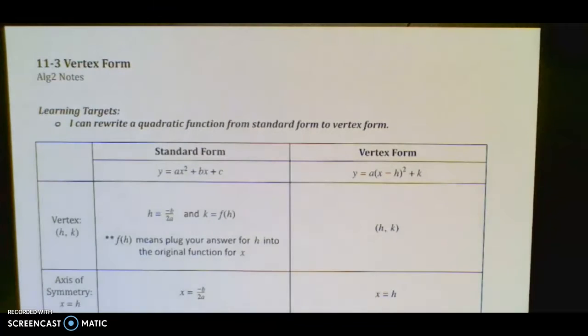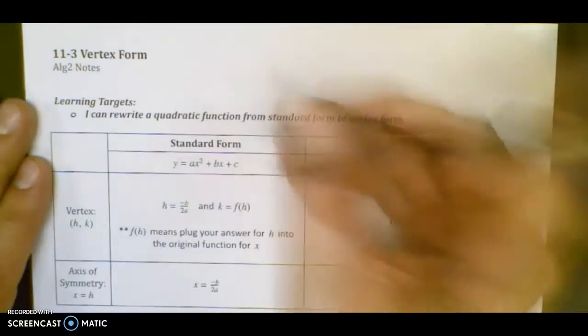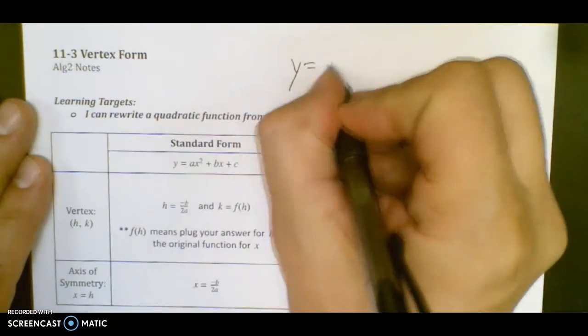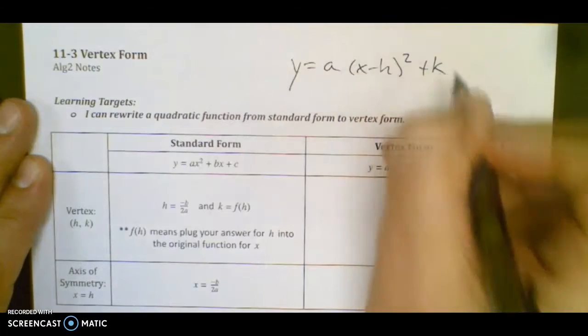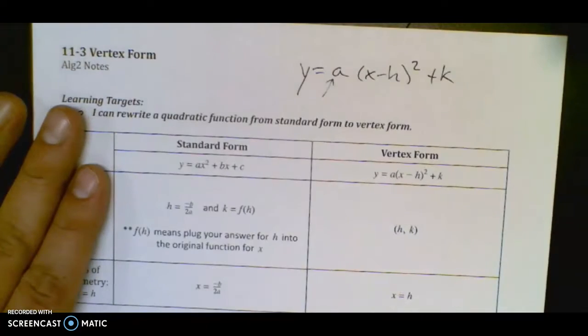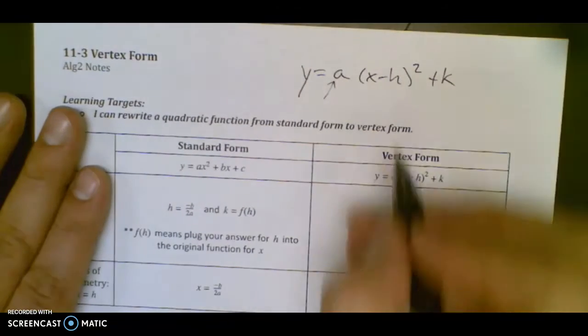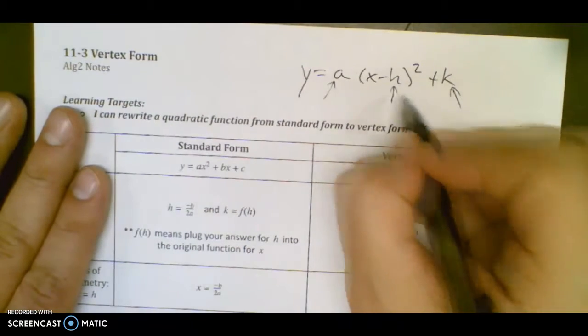Alright, here's some notes on how to get something into vertex form, because yesterday we just worked on graphing things that looked like this. And it was really easy because A was the vertical stretch or shrink, or it could make it flip upside down. This was the shift up or down, and this was the shift left and right.